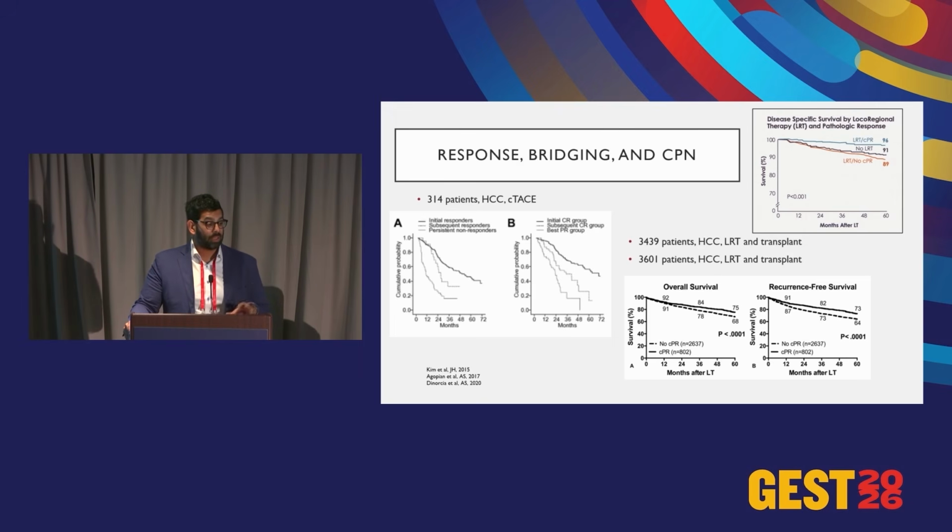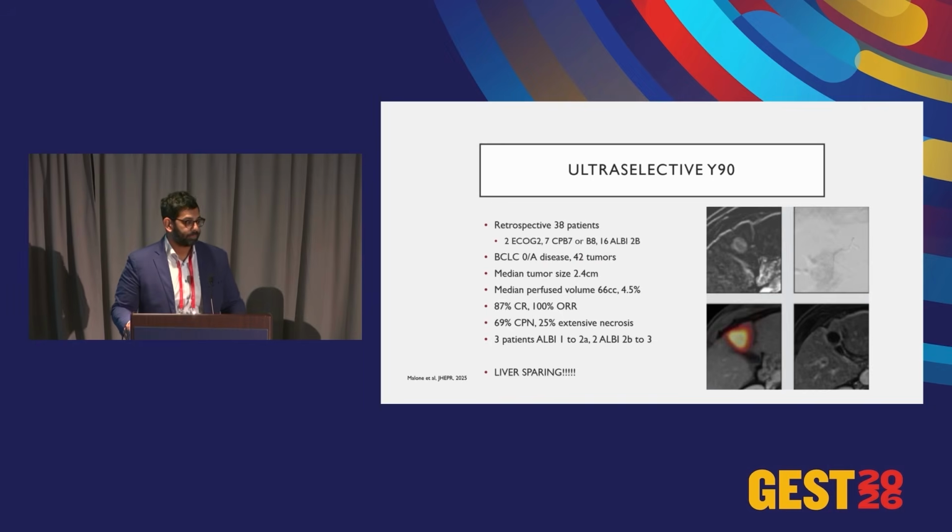Specifically related to CPN, these are 2 large cohorts from Agopian et al. and Denorsi et al. Over 3,000 patients, all had HCC, all had local regional therapy, all had transplant. What you invariably see is that CPN after local regional therapy has better overall survival, better recurrence-free survival. So that is the target, not just complete response on imaging.